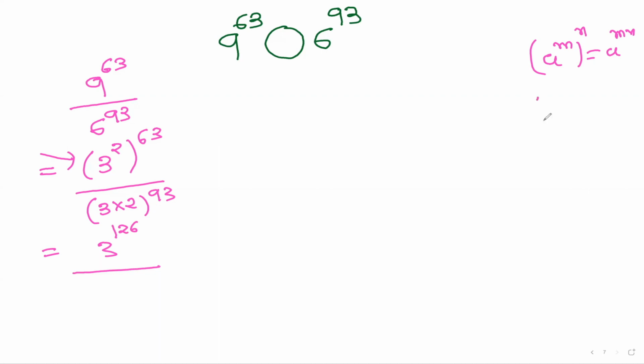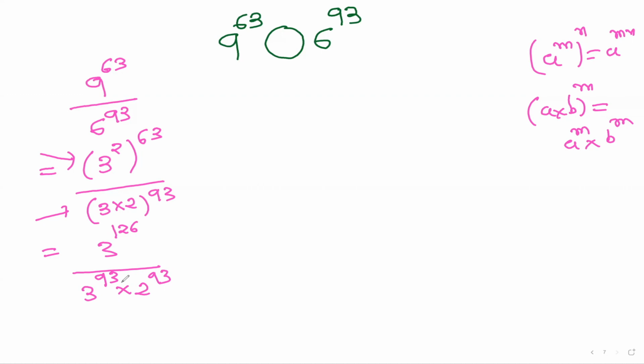There is also another rule. If I do have a times b power m, that is equal to, I can give that power to both individually. So I can do a power m multiplied by b power m. And that's what I'm going to apply right here. So that will give me 3 power 93 multiplied by 2 power 93.